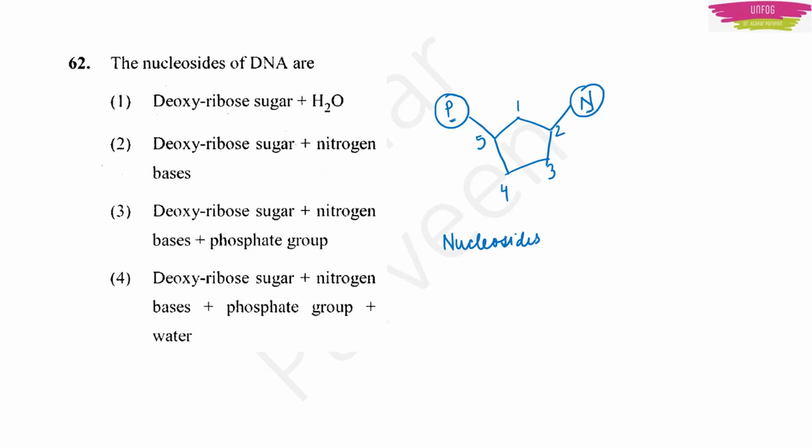Nucleosides are made up of a pentose sugar. Pentose sugar means it has 5 carbons in it, and one nitrogenous base. That nitrogenous base can be anything, like we have adenine, guanine, cytosine, thymine, and in plants we have uracil, right? So nitrogenous bases plus a phosphate group.